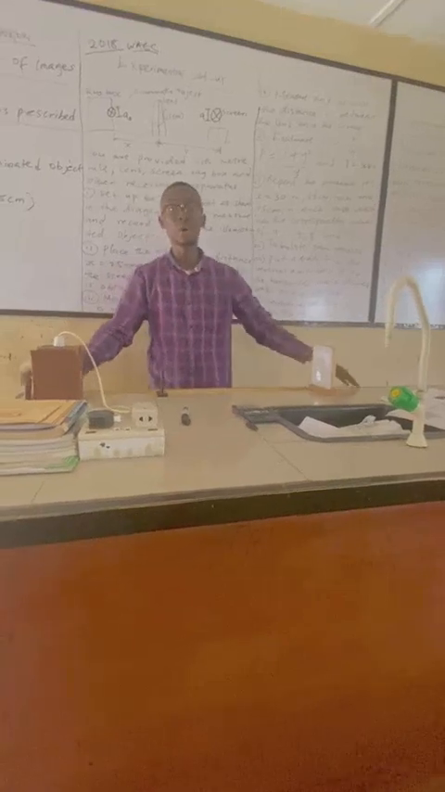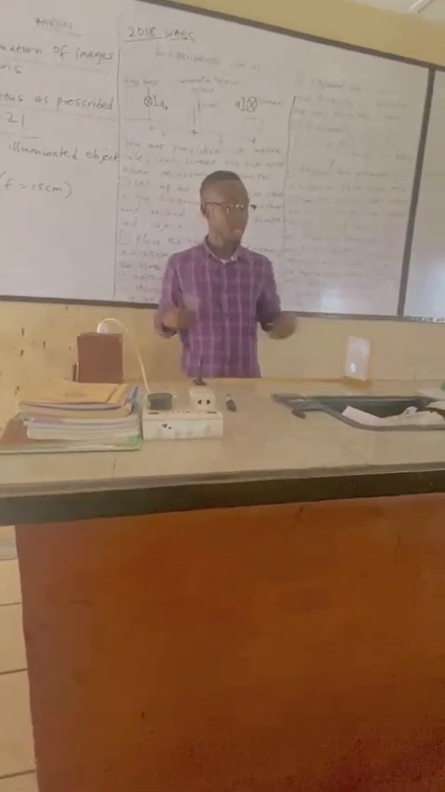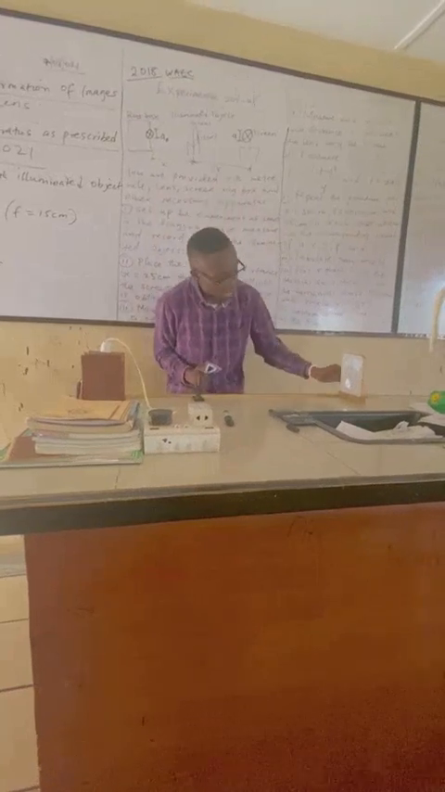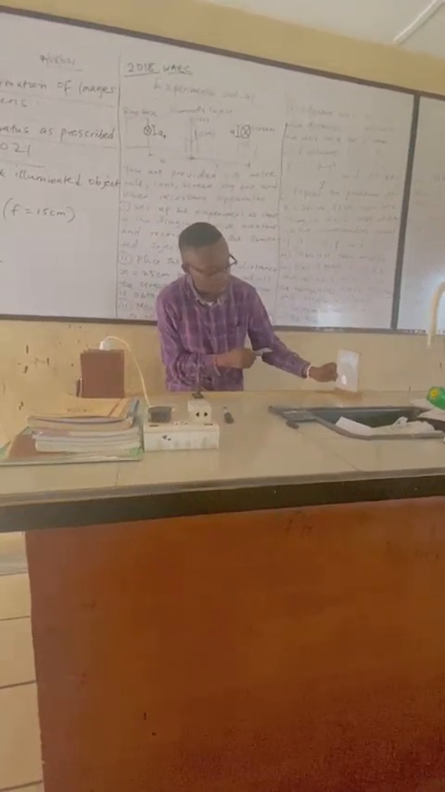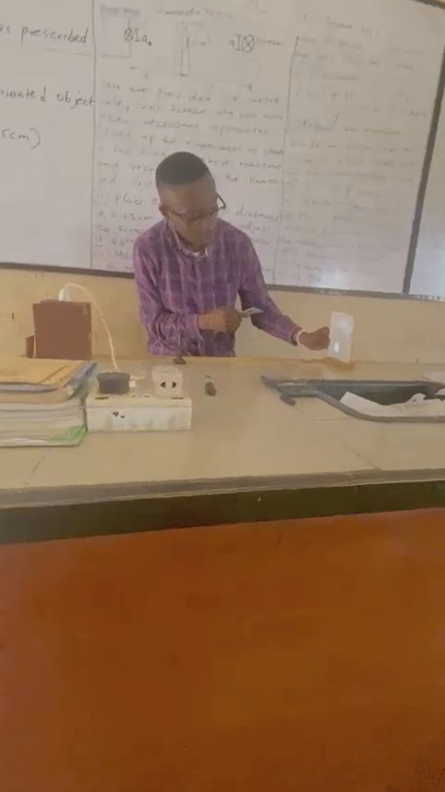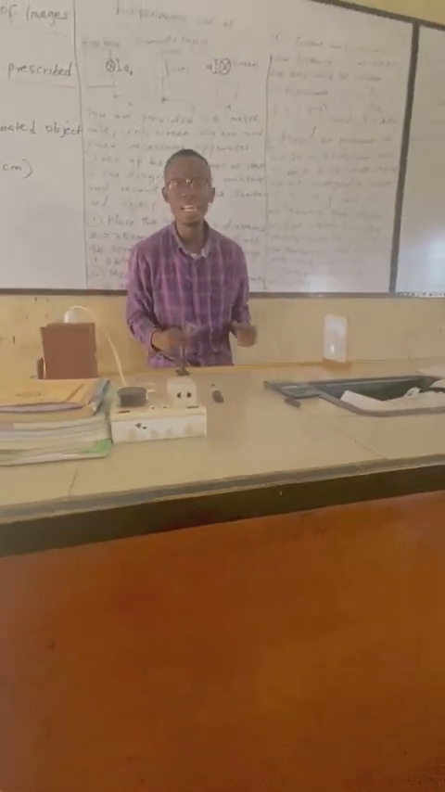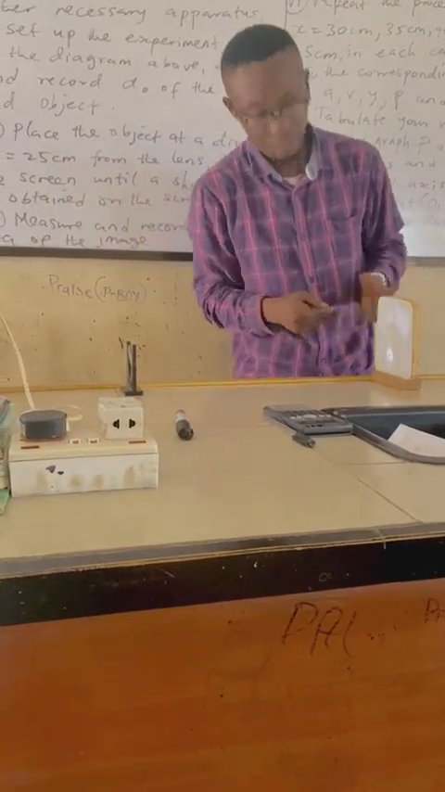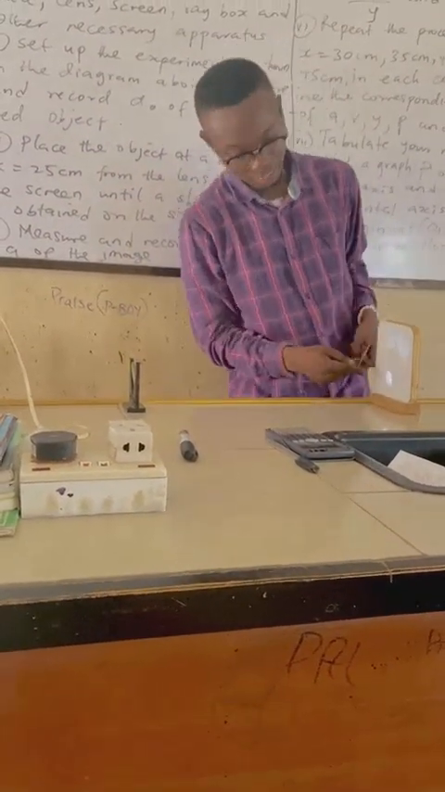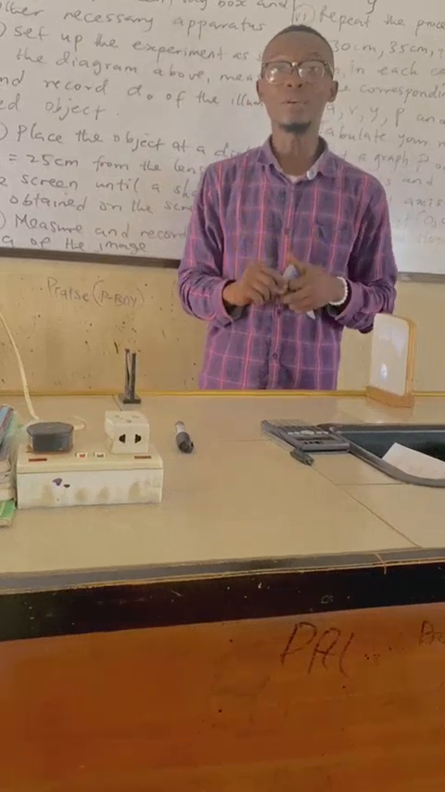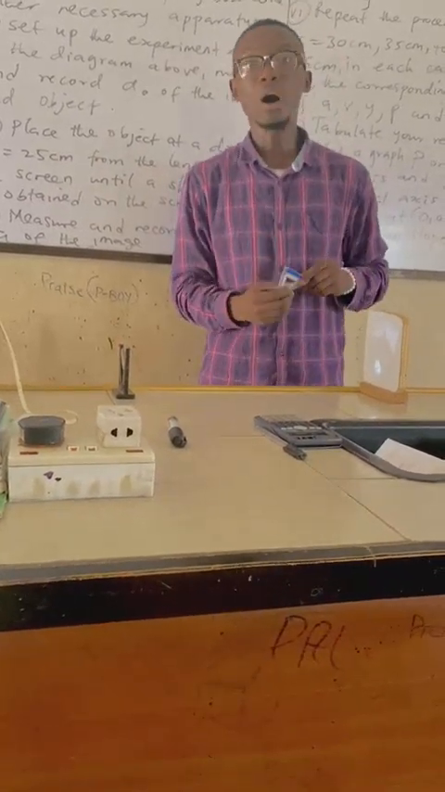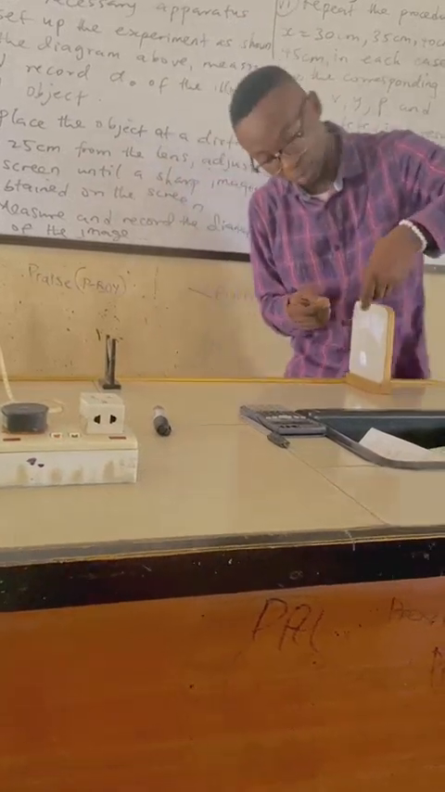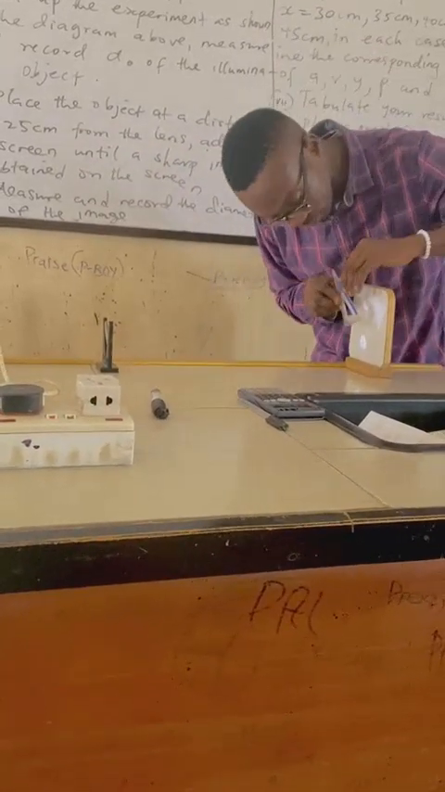But first, we'll make sure that we obtain a sharp image on the screen. And by adjusting the screen, you will see that at these points we are obtaining a sharp image on the screen. Of course, you can see it, there is a sharp image. So what I'm going to do now, for us to get our A, is measure the diameter of the sharp image here. So I place my ruler at this point.